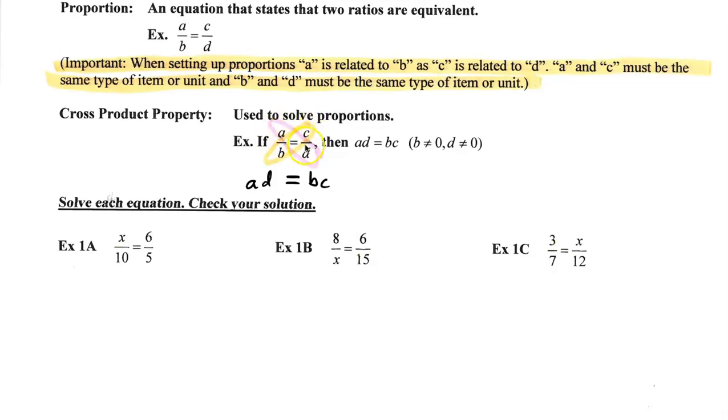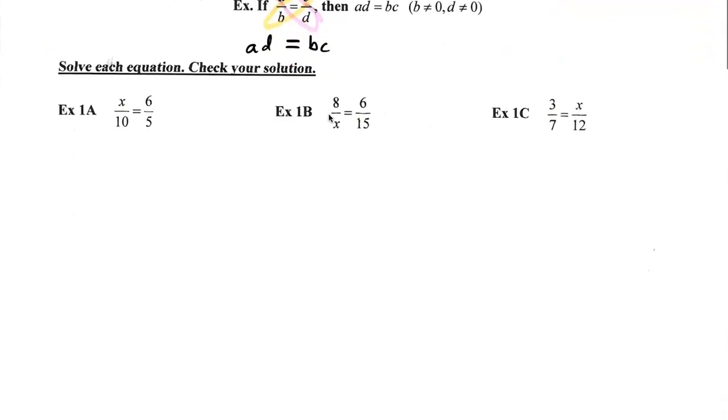If you have two proportions set equal to each other, that has to be an equal sign there, not a plus, not a minus, an equal sign. Then you multiply this diagonal, and it's equal to multiplying that diagonal. And then you solve. Okay, so let's solve this one real quick.